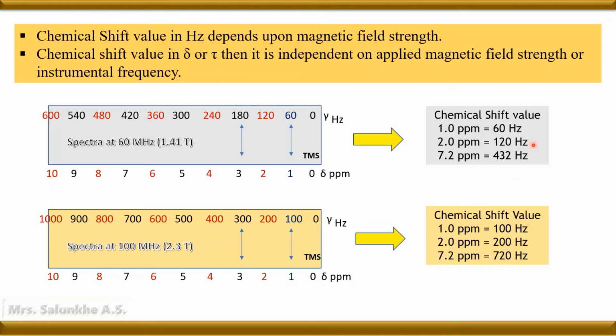That is, when chemical shift values are measured in Hertz, then they are dependent on applied magnetic field strength. In that case, 1 ppm corresponds to 60 Hertz, while in this case 1 ppm corresponds to 100 Hertz. That is, if applied magnetic field strength changes, chemical shift values in Hertz change. But in delta scale, chemical shift value remains the same. That is, if chemical shift values are measured in delta or tau scale, then they are independent of applied magnetic field strength or instrumental frequency.